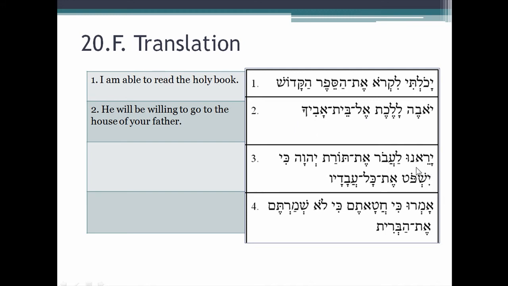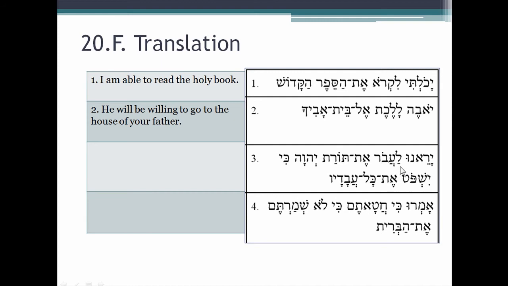Number 3, Yareinu la'avor et Torat Adonai ki yishpot et kol avadav. So we go back up here. Yareinu. Okay, do we have a prefix? Well, we could. The rest of it, though, what do we have here? Do we have the lemma ra'ah, which would make this yod out here a prefix, or do we have the lemma yare, which would mean the yod is not a prefix? So this one's a little tricky. The ending here will give it away. The new ending is going to be a perfect ending. So the yod here is not a prefix. This is yare. So we are afraid, or we were afraid.